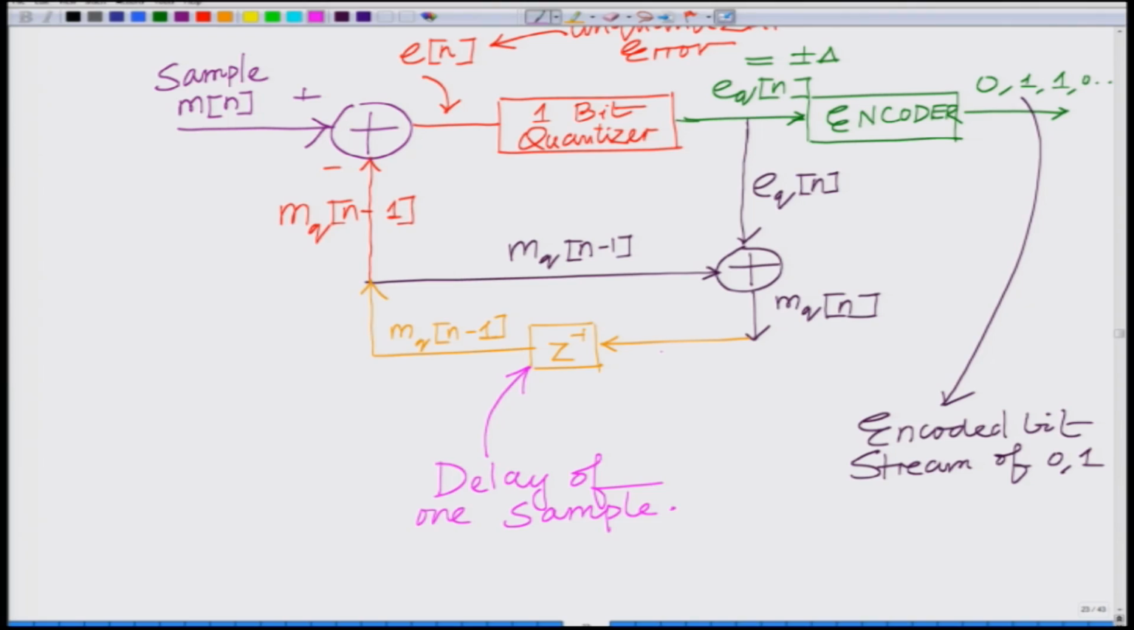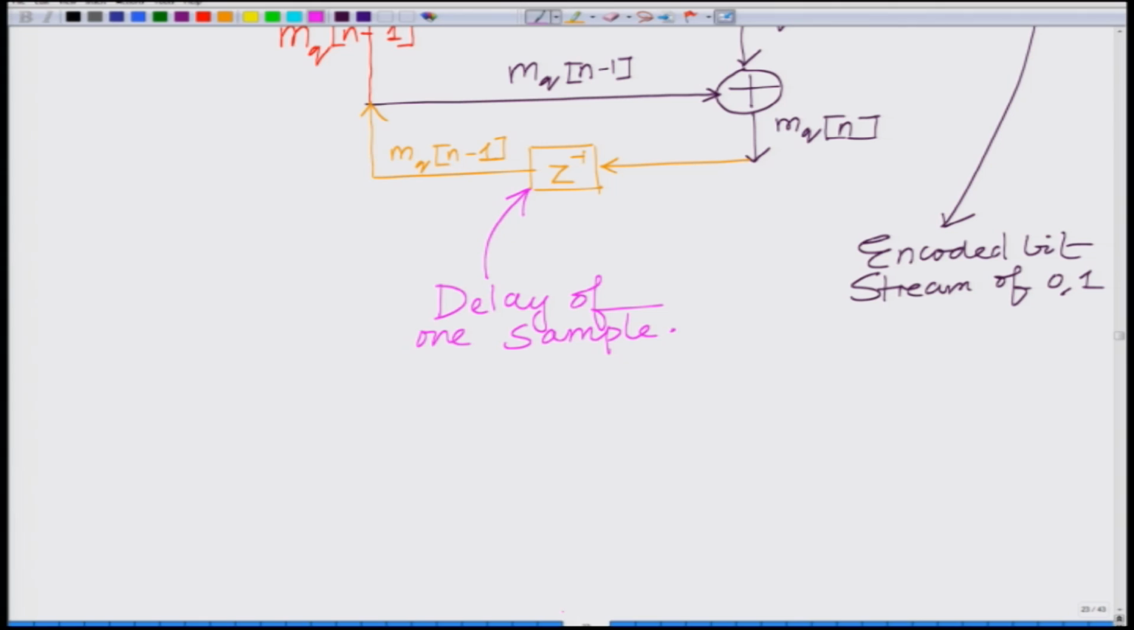And of course, the encoder takes in EQ of n, that is the plus or minus deltas. The 1 bit quantizer produces plus or minus deltas, and the encoder maps them into an information bit stream, that is ones and zeros. These can either be stored in memory, or be converted into an appropriate digital modulation, mapped to a digital modulation constellation, and then transmitted over the channel.